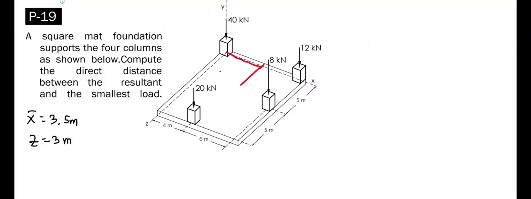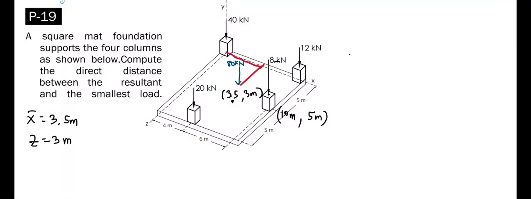So let's say that the resultant force is right here with a value of 80 kilonewtons. And to solve for the distance between the resultant and the smallest load, let's plot the coordinates for the smallest load, which is right here. That has an x coordinate of 10 meters and a z coordinate of 5 meters. And for the resultant, that is located at 3.5, 3 meters.